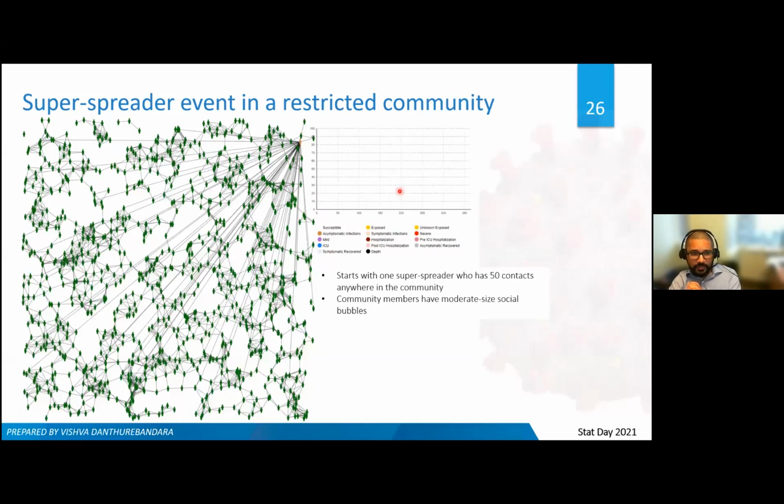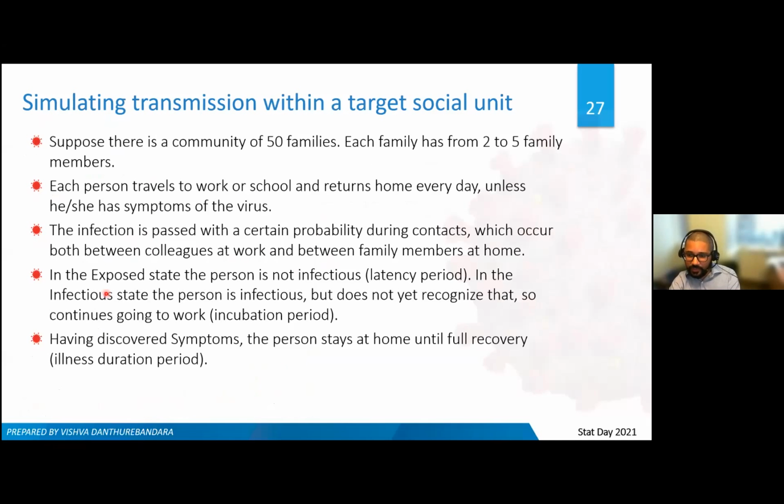Another example, I'll be quick. We can use agent-based models to simulate specific social units like schools, villages, offices, etc. Suppose there is this village of 50 families at risk. We want to know how the virus will attack this village. Each family has 2 to 5 members. Each member goes to work or school, depending on their age, and comes back home. At the end of the day, patients can infect others at home, at work, at school, etc.